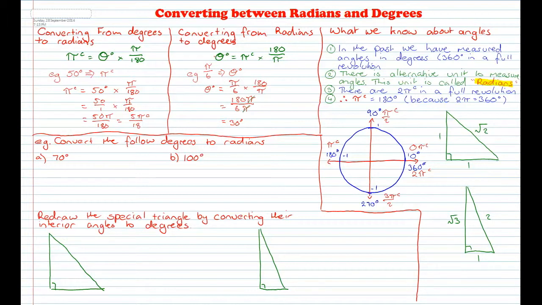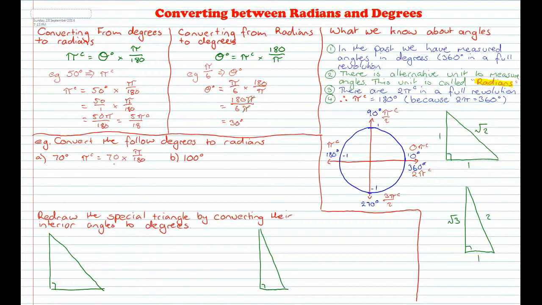So as you can see down here, the questions say, convert the following degrees to radians. Alright, well what I'll do is the first one, and then I'll get you to press pause and do the second one. So if we have a look at 70 degrees, well let's go through and convert that to radians. So therefore, pi radians is equal to 70 times pi on 180.